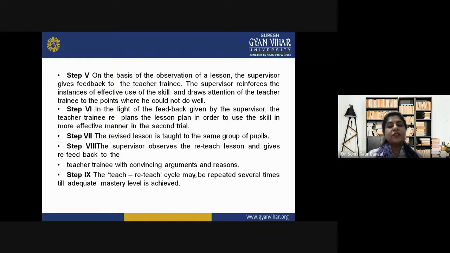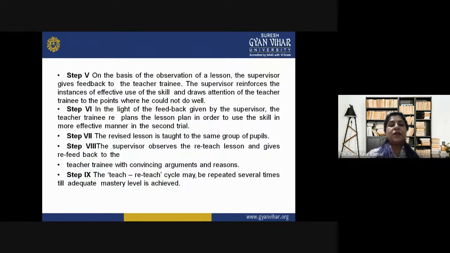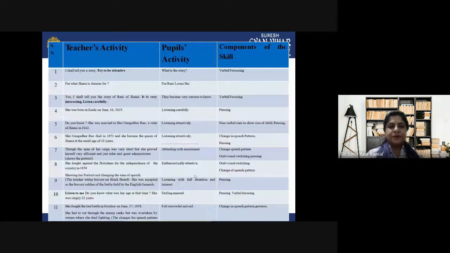Step 6 is that the revised lesson is taught to the same group of pupils, and then in the 8th step the supervisor observes the reteach lesson and gives re-feedback to the teacher trainees with convincing arguments and reasons. Step 9 involves the teach and reteach cycle, which may be repeated several times till adequate mastery in all the components is achieved. So these are the 9 steps in which teach, reteach, feedback, everything is covered.